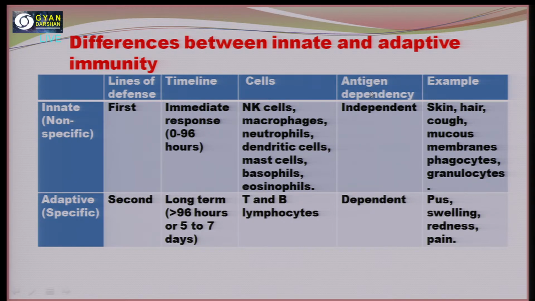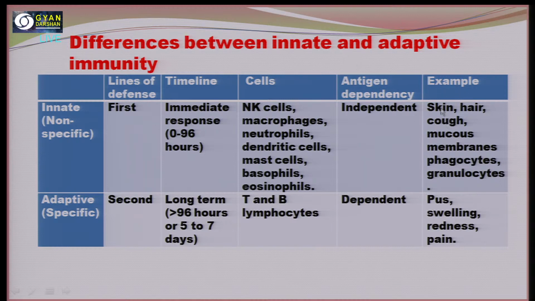What is the antigen dependency? Innate immunity is antigen independent. Any antigen comes, the innate immunity will respond. Otherwise, adaptive immunity is totally antigen dependent. If an antigen like a virus, bacteria or fungi infects our body, then the adaptive response will take place.